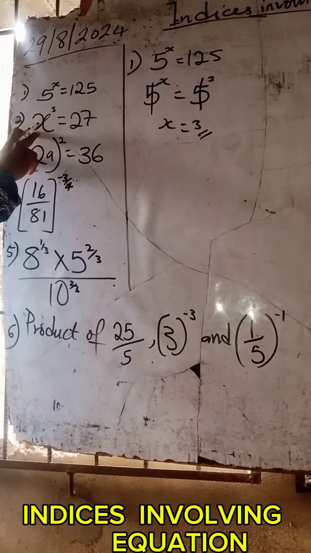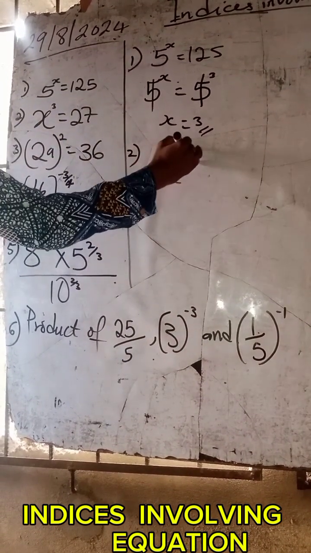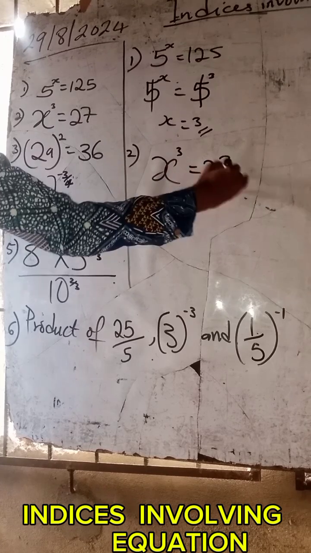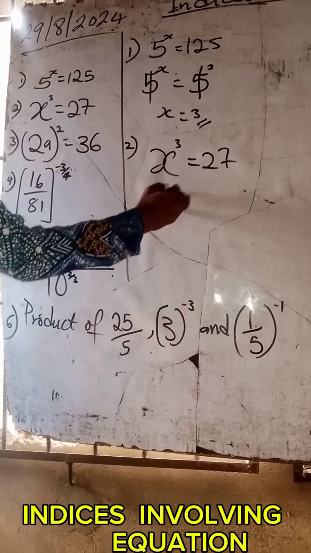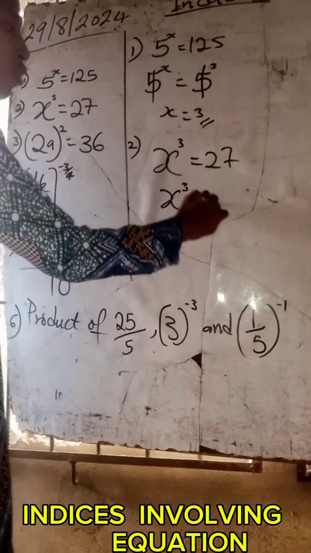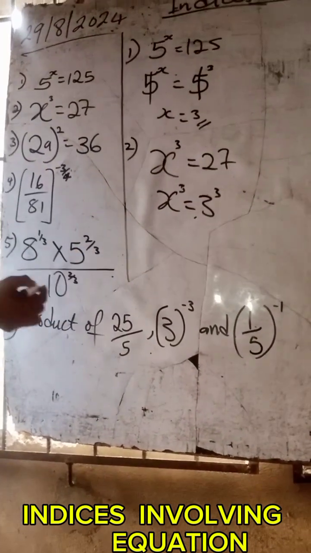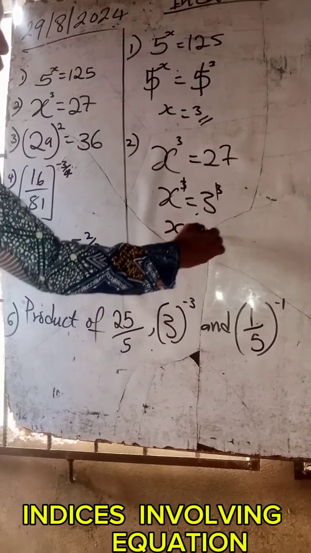With the same approach, you can tackle number 2. If you look at number 2, we have x raised to the power of 3 is equal to 27. All we need to do is turn 27 to index form. So we have x raised to the power of 3 equals 27, and 27 in index form is 3 raised to the power of 3. If you look carefully, we can now eliminate this. So we have that x is equal to 3.